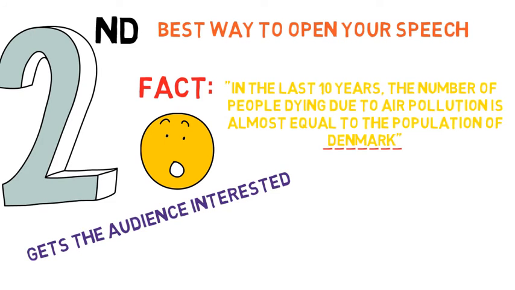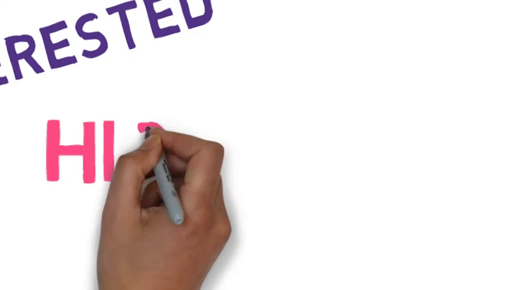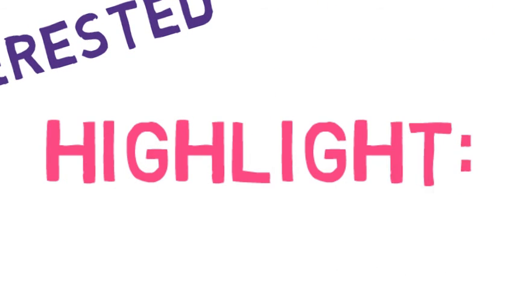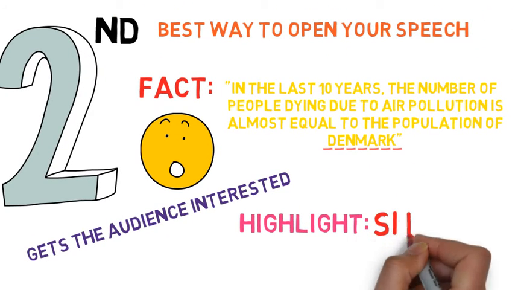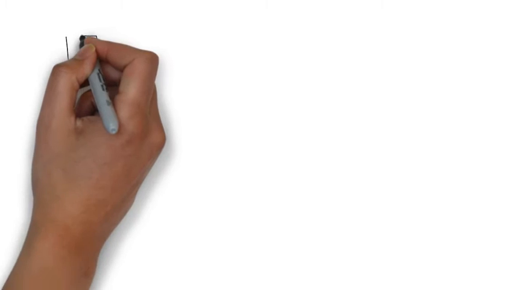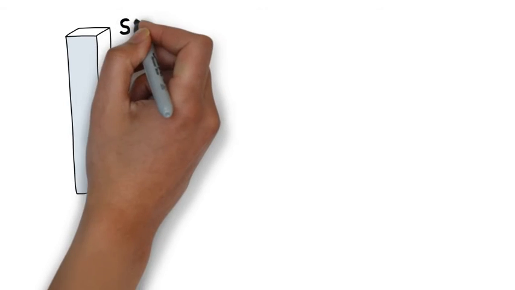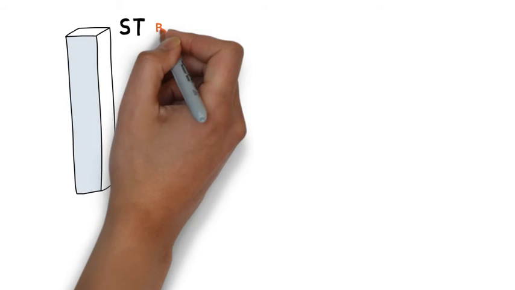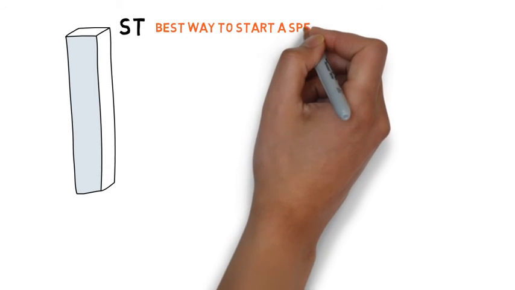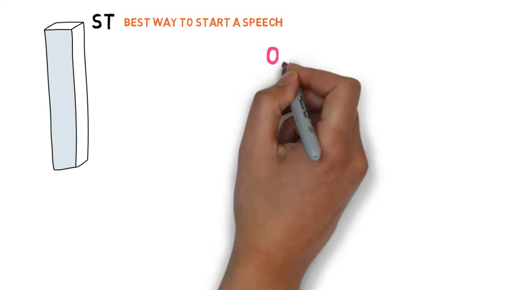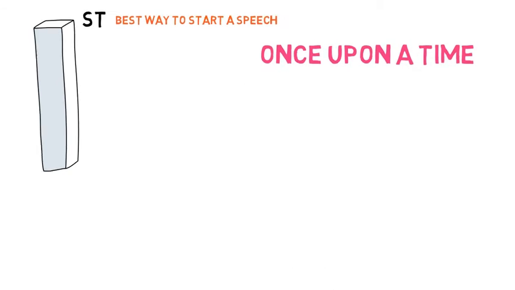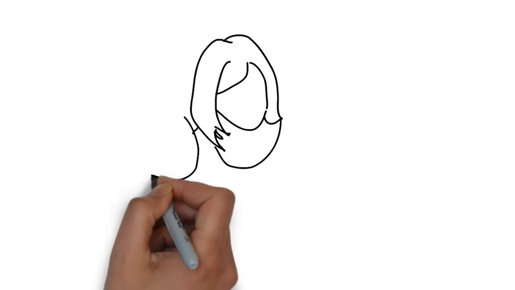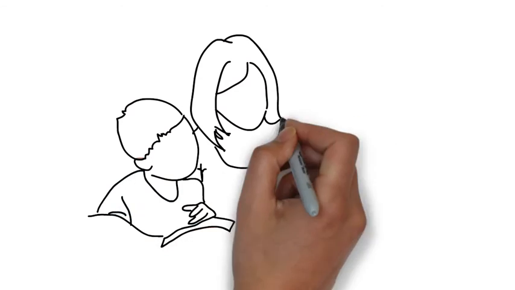Okay, so this is the highlight of the second method, that you use something that is very shocking, and that is exactly what makes the audience more interested to listen to you. But let's have a look at the best way to start a speech, and it's also one of the most simple ways, and you've probably been exposed to it a lot, especially when you are a child. So the best way to start a speech is by saying once upon a time. That's right, start your speech by saying once upon a time.